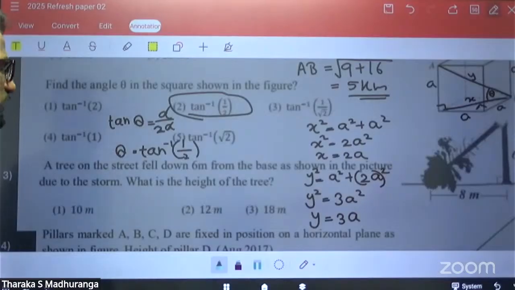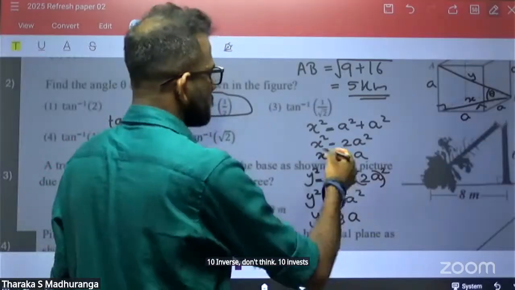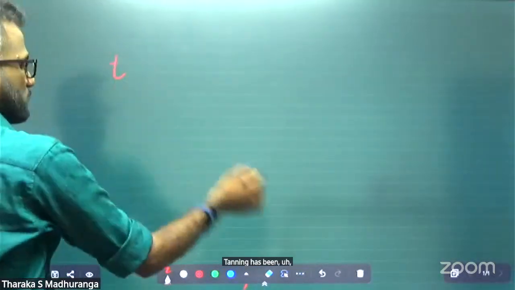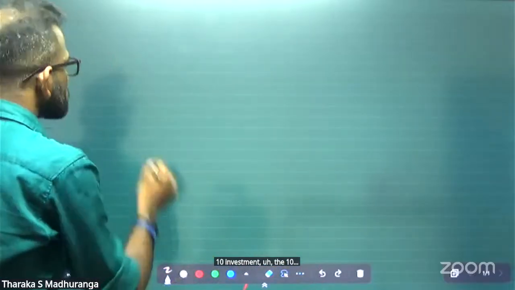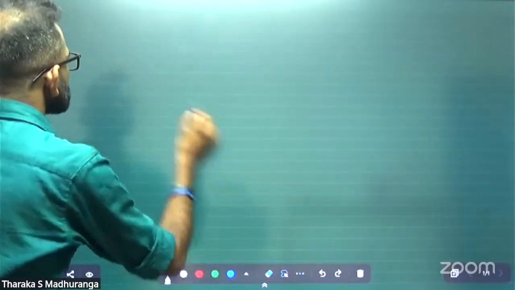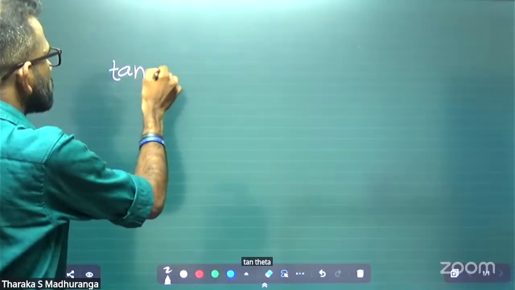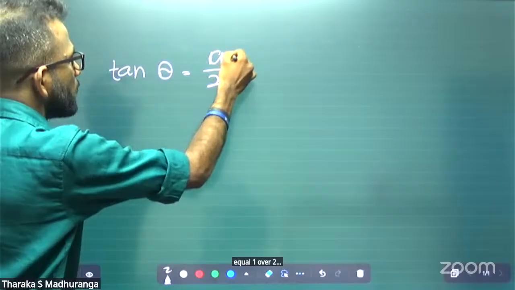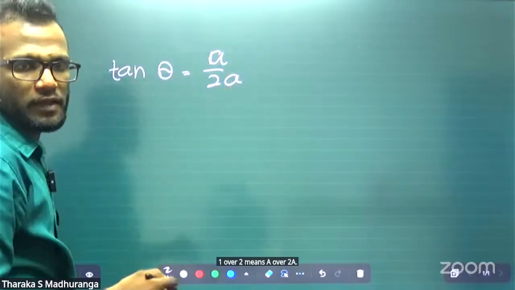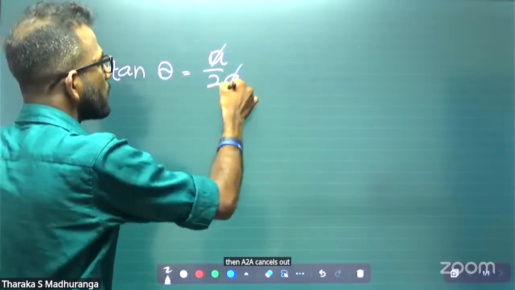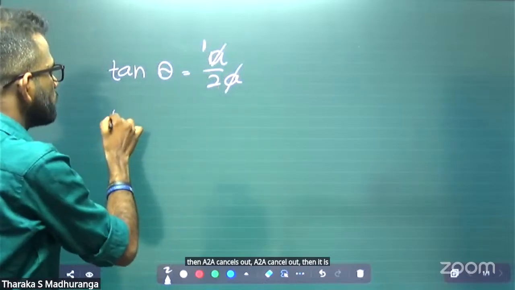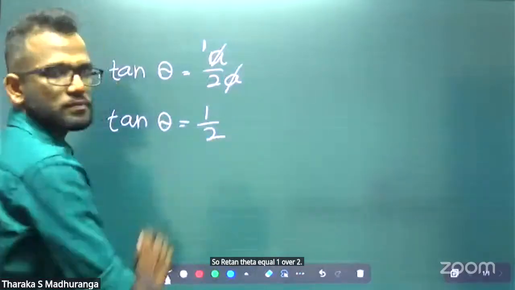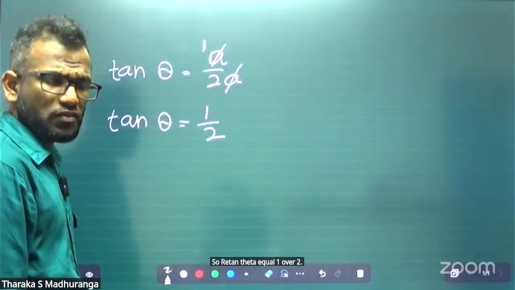Tan inverse, don't get confused. Tan inverse means the tan goes to the other side. Tan theta equals 1 over 2. 1 over 2 means a over 2a, then the a's cancel out. So tan theta equals 1 over 2.